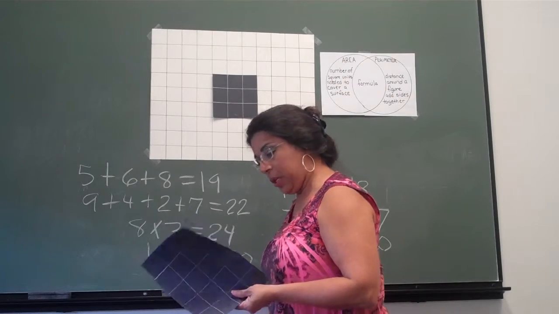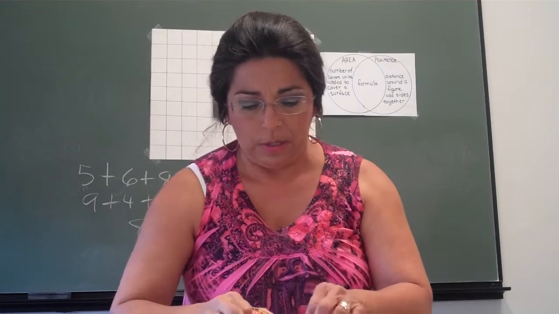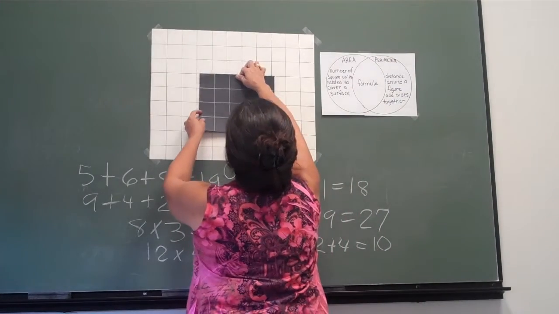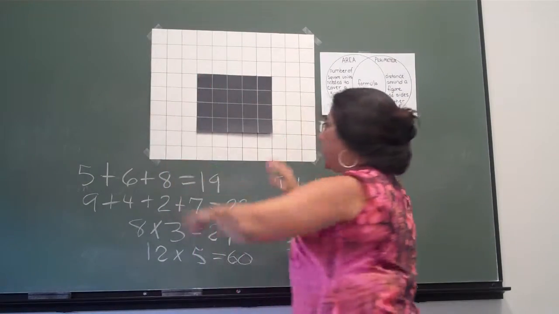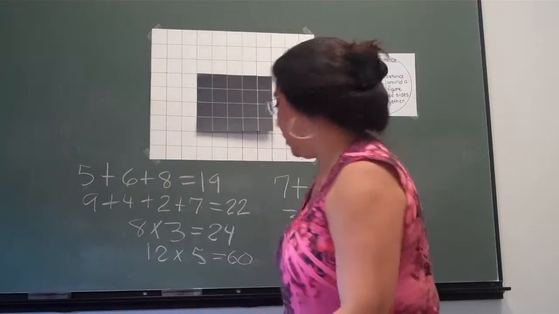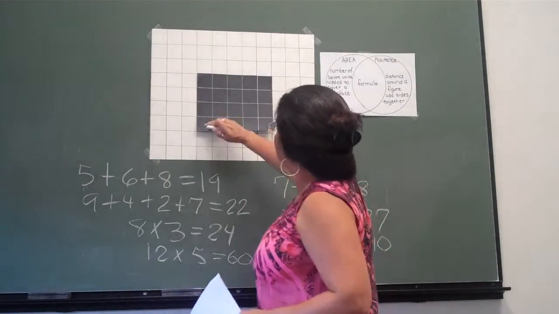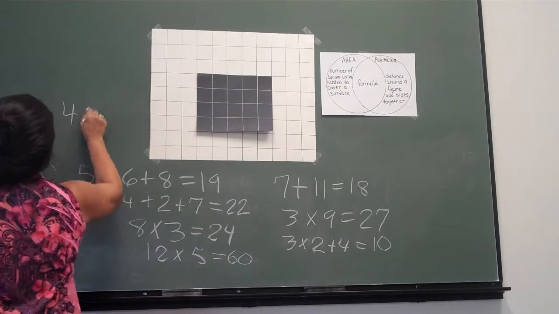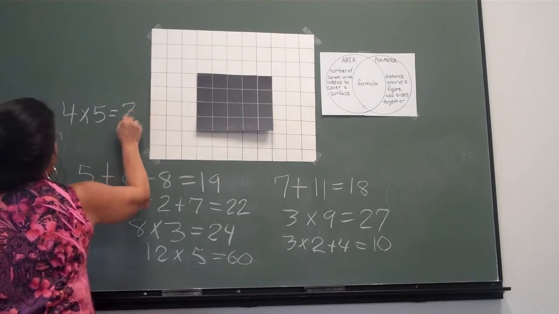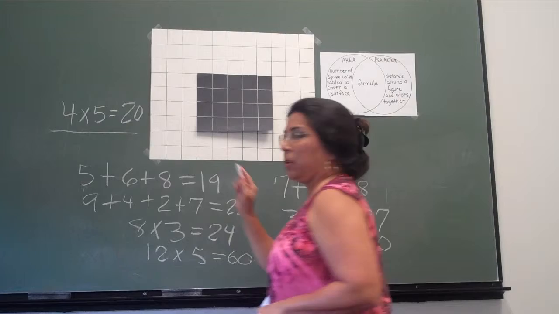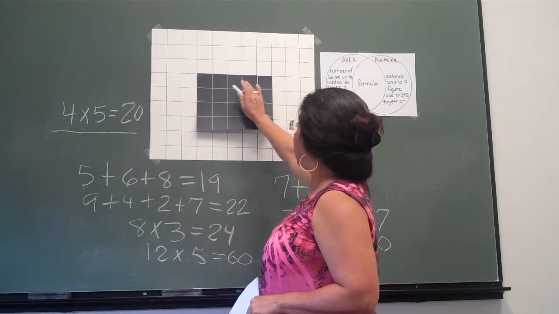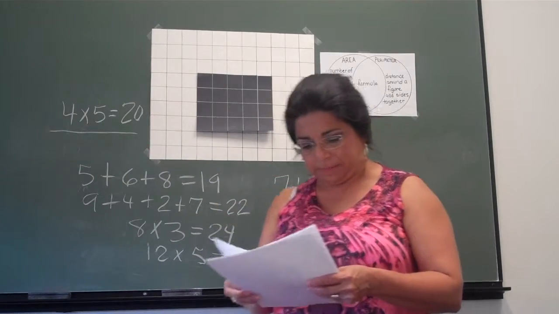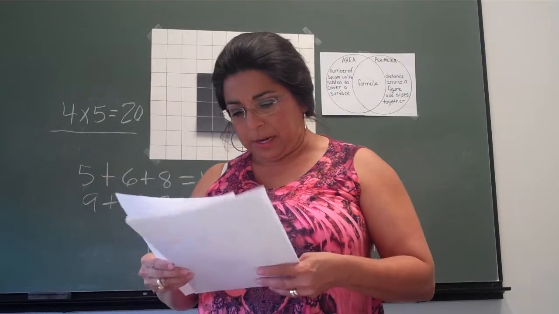Now, if I were to change to this triangular shape, could we create a formula for this? Yes, we could. This formula would be 4 in length and 5 in width. So that would be 4 times 5 equals 20. Now, if you don't trust your multiplication, what can you do? You can go back and count the squares to make sure that you have 20. Very good.